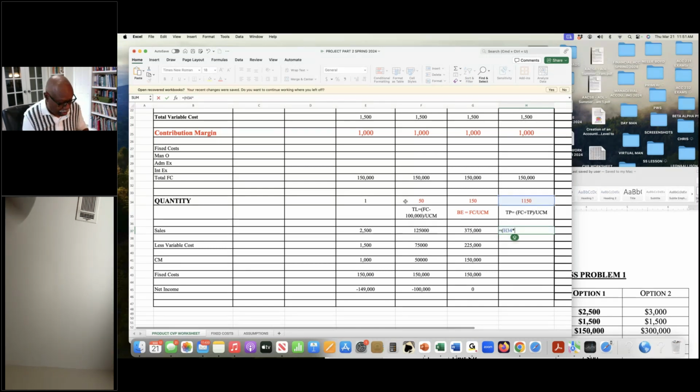Mr. Boyd? Yes. I have a quick question about the homework. Mm-hmm. So is the variable cost different from like unit cost? Well, let's finish this, then we talk about that. Let's just see.